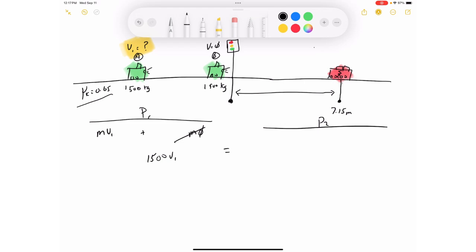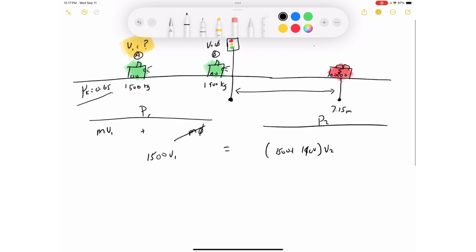So basically, because the two cars are together, we can just add their masses. So you can say 1,500 plus 1,900, times, now these two things are together, and of course they're moving at the same speed because they're together, and we'll call that velocity V2. Great, so then we can simplify this a little more. We can say 1,500 V1 is equal to 3,400 V2.